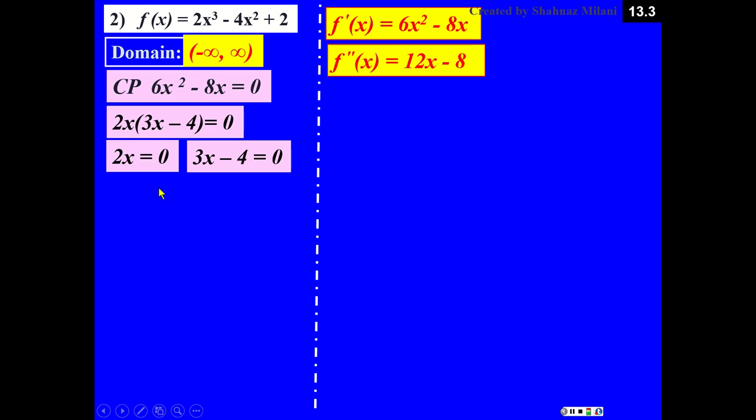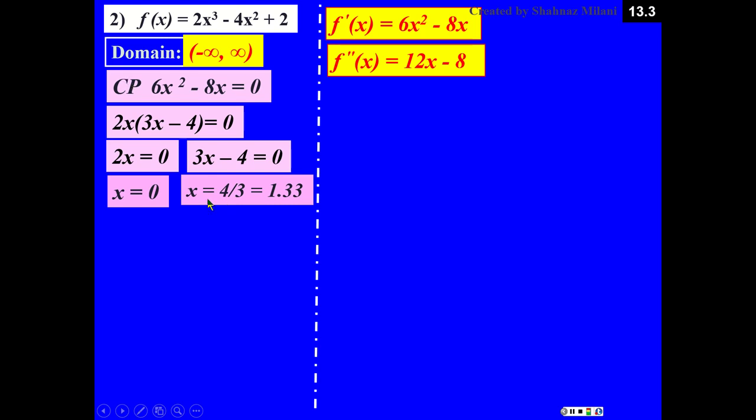2x is equal to 0. Divide both sides by 2, which from here, x is equal to 0. From here, move the minus 4 to the other side, and then divide both sides by 3, which is going to be 4 over 3, or we can indicate it as 1.33. That means I have two critical numbers here, but we need a critical point.